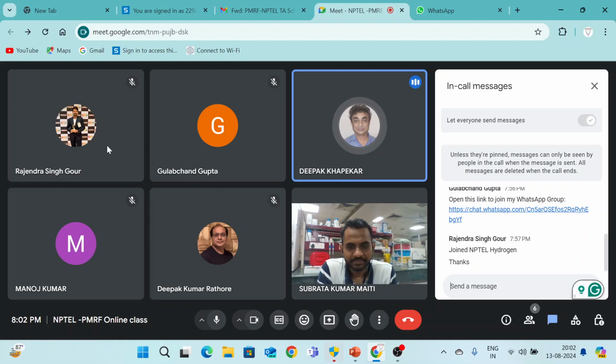And what sir is saying is that running of this electric engine car by battery, electric engine by battery.